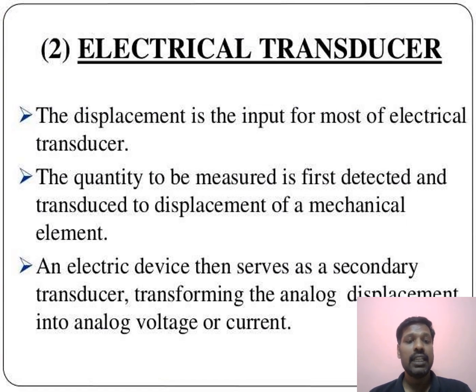Next we are going to see about electrical transducers. The displacement is the input for most electrical transducers. The quantity to be measured is first generated and transduced to the displacement of a mechanical element. An electric device then serves as a secondary transducer, transforming an analog displacement into an analog voltage or current.